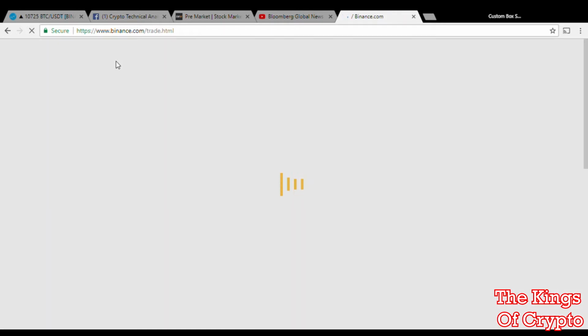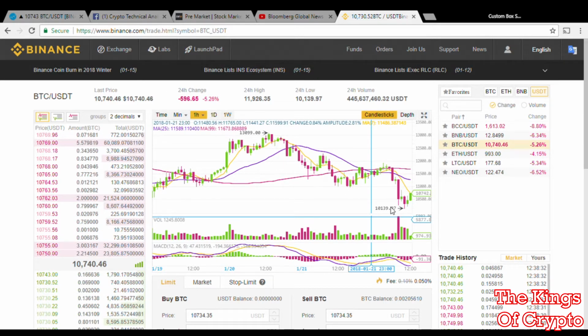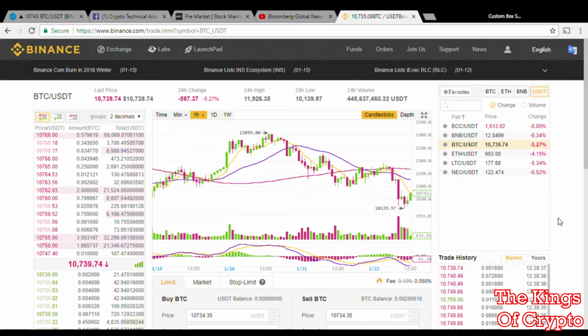First, we'll talk about why you would set a stop loss. The term is kind of self-explanatory. A stop loss is used to prevent you from losing money. Now, how this works is, say, Bitcoin's lowest price of the day is $10,139.97.